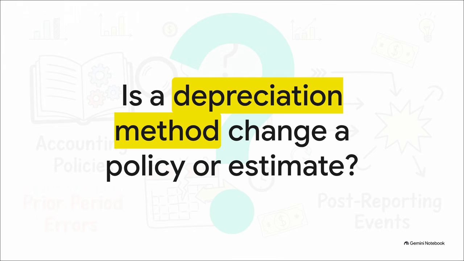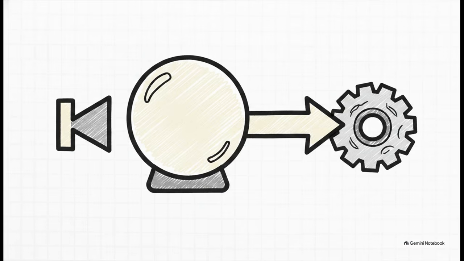On the exam, ask yourself right away, is changing a depreciation method a change in policy or a change in estimate based on new info? Lock your answer in. If you guessed estimate, boom, you hit the nail on the head. It's an estimate change because it's based on new information about the asset's useful life. And since it's an estimate, you apply it prospectively, meaning you just book that extra $40,000 of depreciation in the current year. Easy. No messy retrospective restatements of prior years.